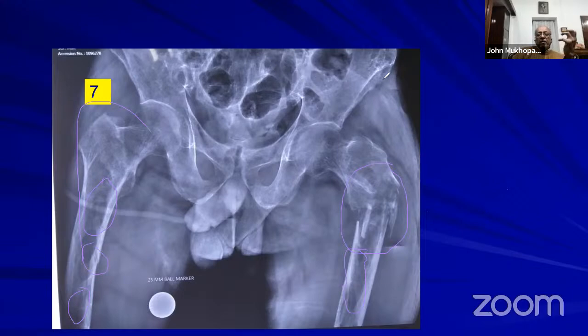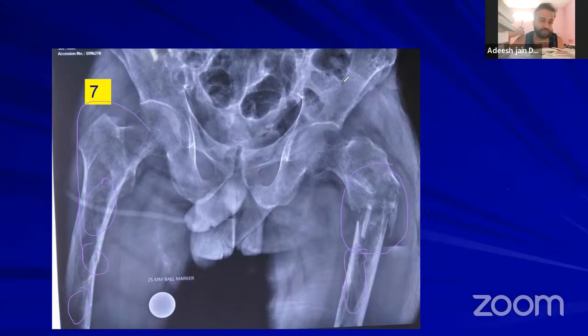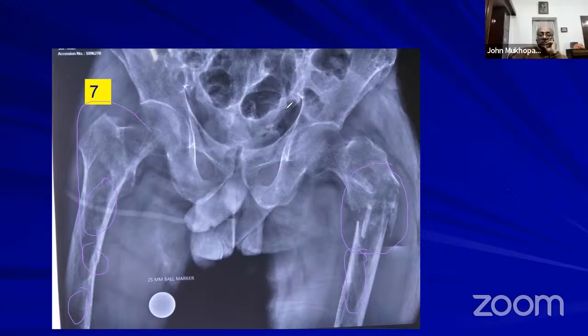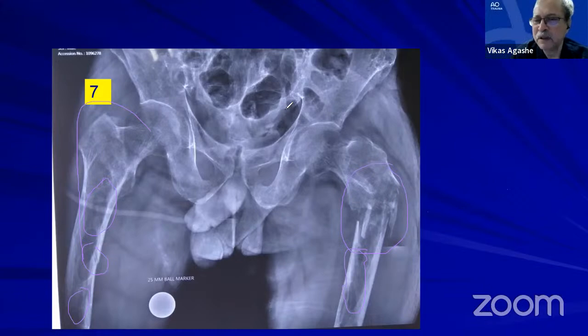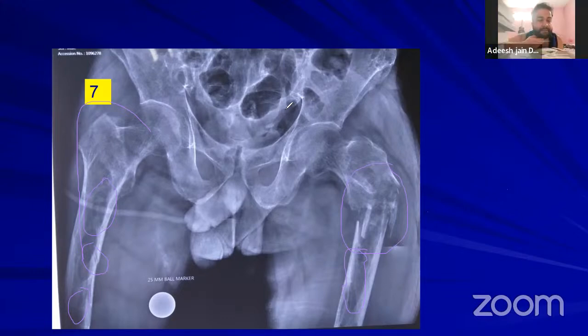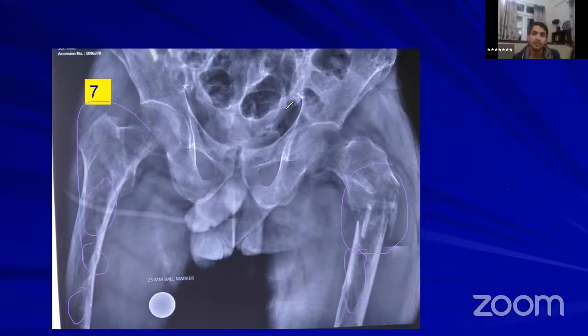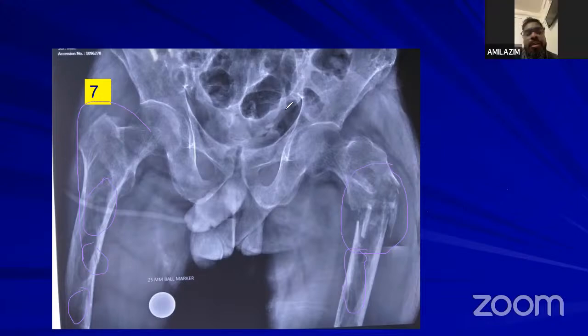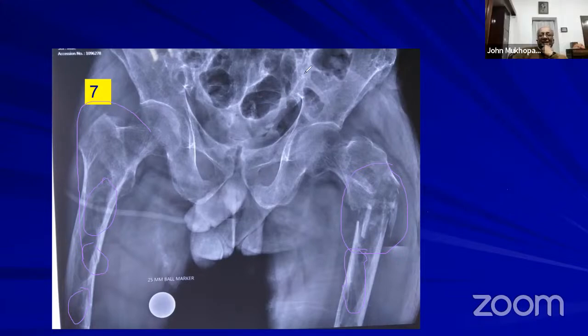Now, you have lytic lesions on both sides. What is the age of the patient? Around 40-ish. I will give another hint. Hyperparathyroidism. I'll give another hint. He was in bed for almost 2 years. His walking gradually decreased. He had urinary stones, renal stones. Hyperparathyroidism. Fantastic. Yeah, you guys can get the difficult ones and not the easy ones.